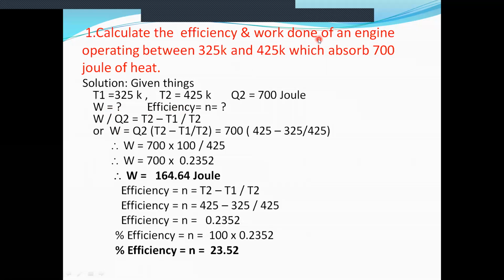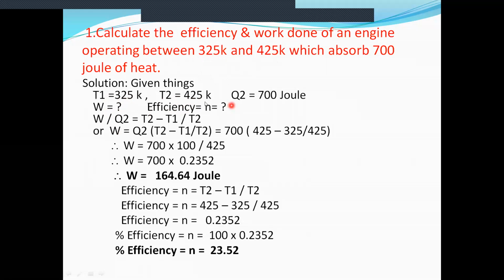Now, work done of an engine operating between 325 degree Kelvin and 425 degree Kelvin. That is, two temperatures are given here. Initial temperature T1 is given as 325 and T2 is given as 425.